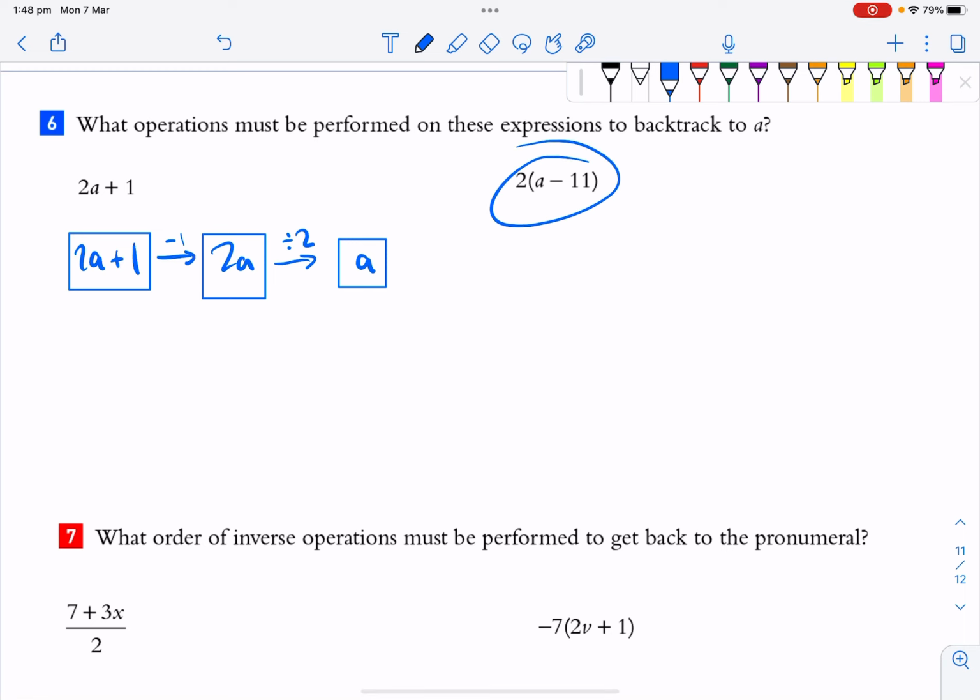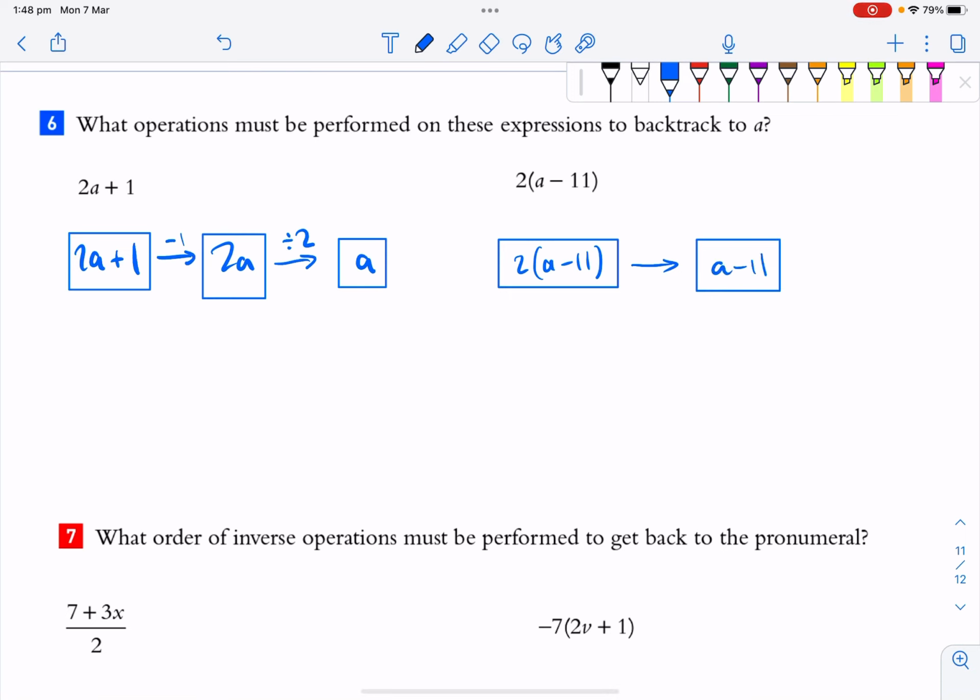All right, over here, we have 2a minus 11. The first step we're going to do is get rid of that 2. So we're going to be left with a minus 11. Now, what happened there? Right now, this 2 is multiplying to everything there. So we're actually going to start off by dividing by 2. And then finally, we are left with a. We have minus 11 here. So to get rid of the minus 11, we add 11. And that's it. That's how we get to a.